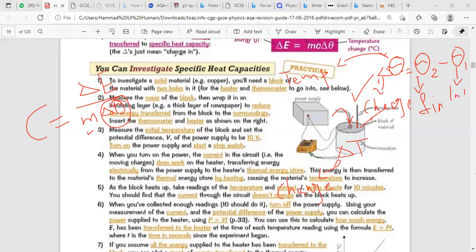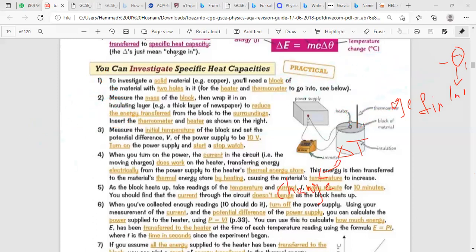In this step, you will find the initial temperature, which you need to find before the supply of heat. After that, you take the initial temperature of the block, and then you set the potential difference V of the power supply. You are providing that energy through this power supply, you are heating it through this power supply, and you set a fixed potential, which is 10 volt, and then turn on the power supply and start a stopwatch. You turn on the power supply for a certain amount of time, and you measure that time.